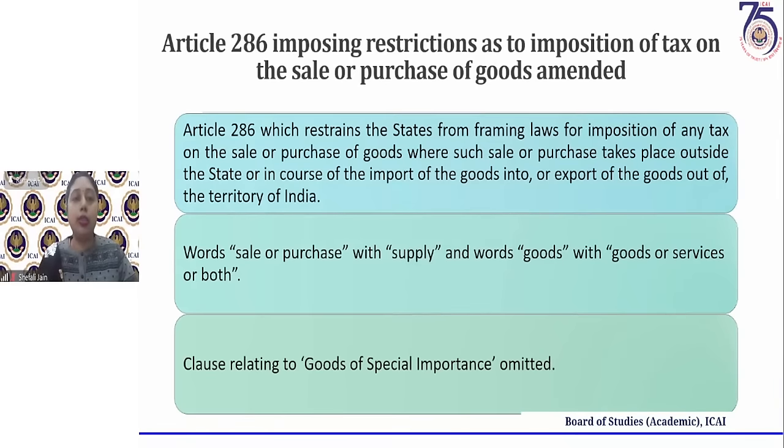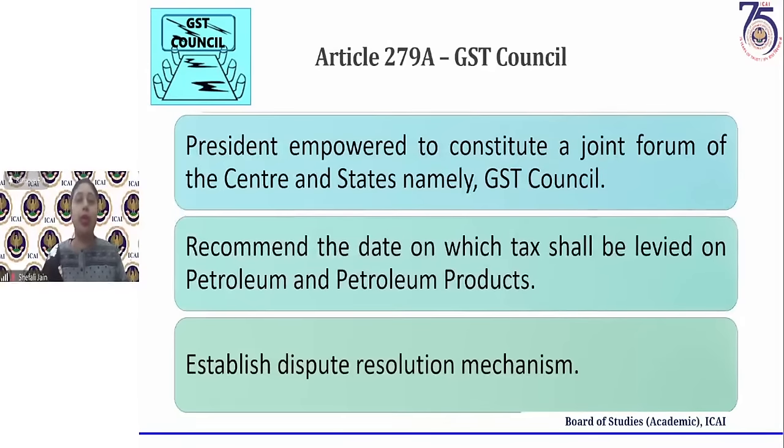These are the consequential amendments. Because of the introduction of GST, these amendments are taking place. Now the most important clause is GST Council. As I already told you in the last class, in September 2016 the GST Council was formed. What is GST Council? It is a joint forum of center and states which recommends GST laws, GST procedures, anything relating to GST. Any clarification, any procedure to be prescribed, forms, everything is discussed in GST Council. It recommends to the government and then it becomes the law.